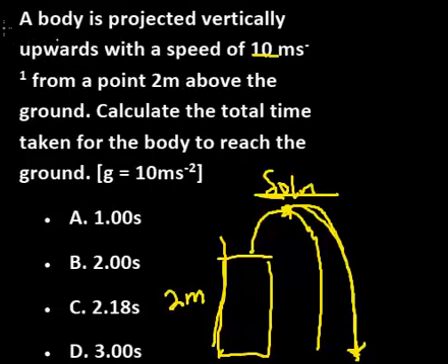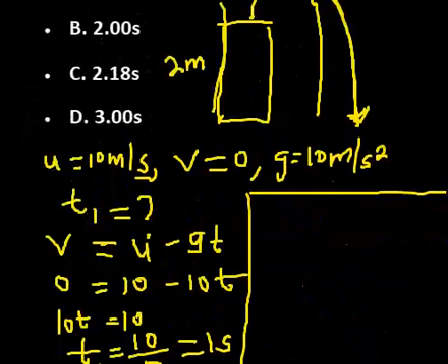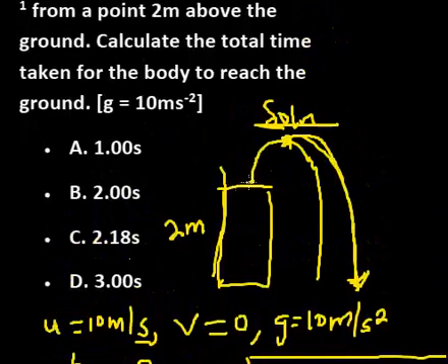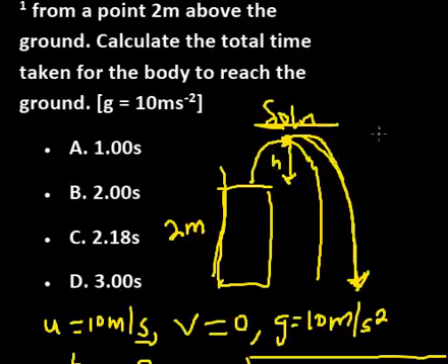Let's look at the question again. A body is projected vertically upward with a speed of 10 meters per second from a point 2 meters above the ground, and calculate the total time. So there's something I need to calculate. This question is in different phases. I need to also calculate this height, so that I can get the total height. Let me call it capital H.